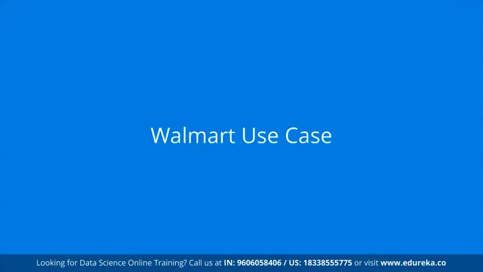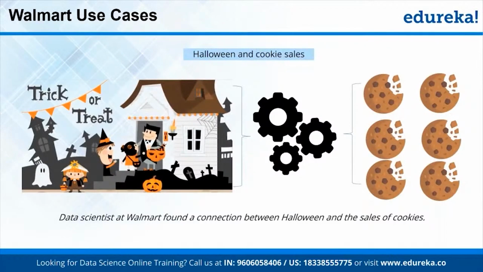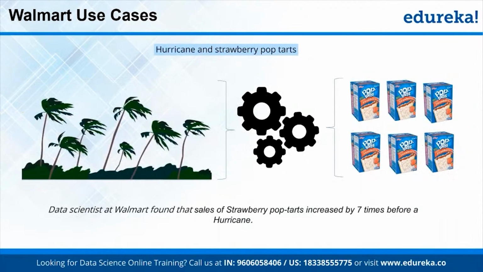So in each and every domain, we have a huge amount of data. Now there's this use case. A data scientist at Walmart found a connection between Halloween and the sales of cookies. There is one more use case. Again at Walmart, they found the sales of strawberry Pop Tarts increased by 7 times before a hurricane. Again, they found a connection. We need to understand on what basis they are saying that there is a connection between a strawberry Pop Tart and a hurricane.